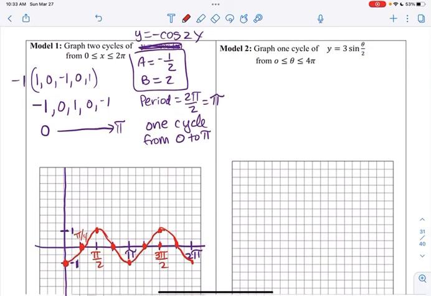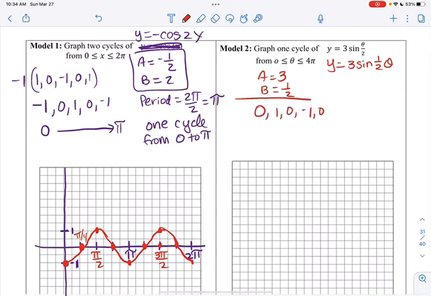Okay, let's try this one right here. So I have graph one cycle of y equals 3 sine of pi over 2. So a is 3, b is 1/2, because there's a 1 in front of there. So this is the same thing as if I wrote y equals 3 sine of 1/2 theta. All right, my critical values are, this is a sine graph, 0, 1, 0, -1, 0. I have to multiply all my critical values by 3 because that is my amplitude. So my new critical values are 0, 3, 0, -3, and 0.